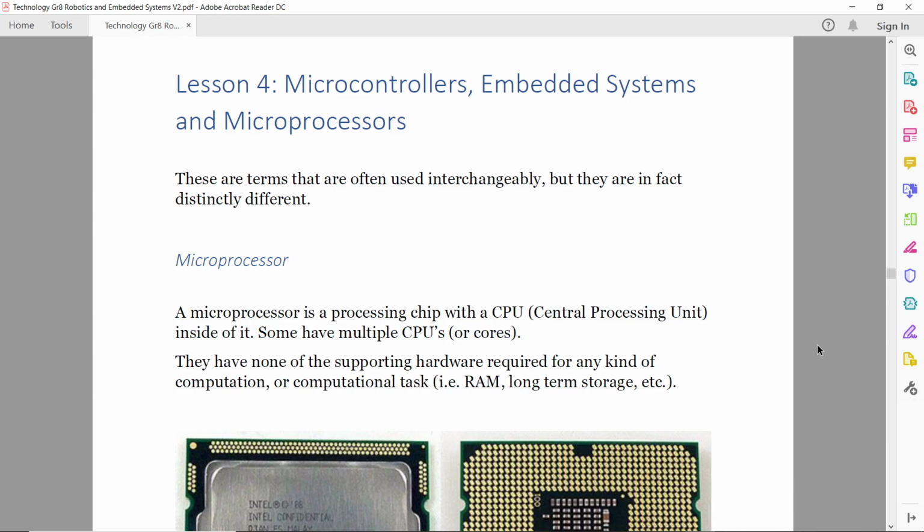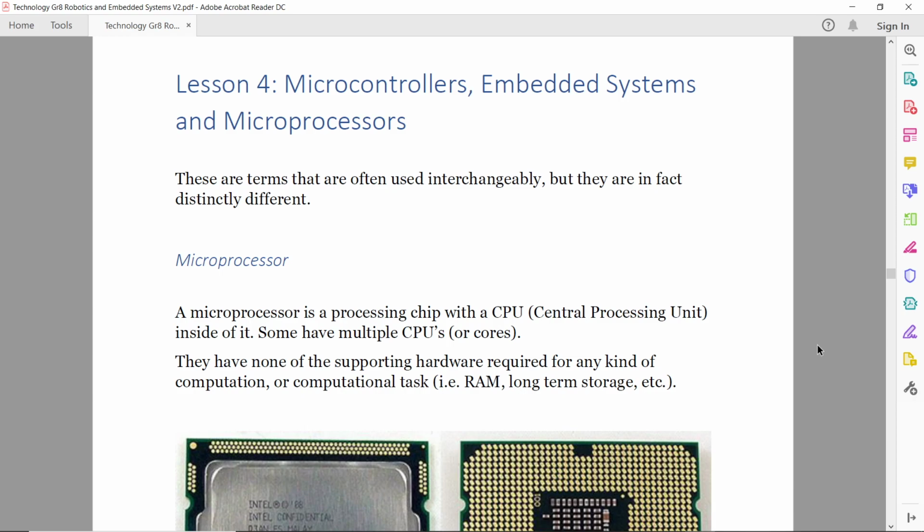Okay, so they're ubiquitous. Ubiquitous meaning everywhere in your world. So it's important to know what they are and a little bit about how they work. So a microprocessor. We'll talk about the different types here and what they do.